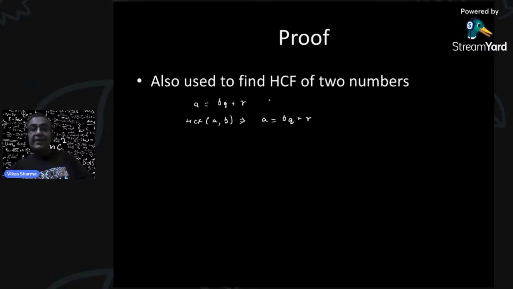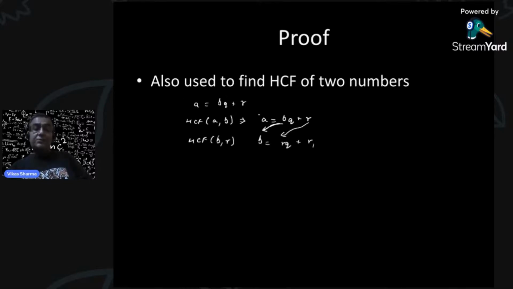Now there are two possible cases: R will either be 0, which means there is no remainder, or it will leave some remainder. If it leaves some remainder, you can just bring this B number here, so we'll write B = R1Q + R2. Because if R is the remainder, then if you find the HCF of B and R, that will be the HCF for A and B as well.